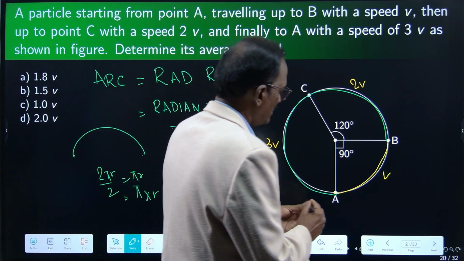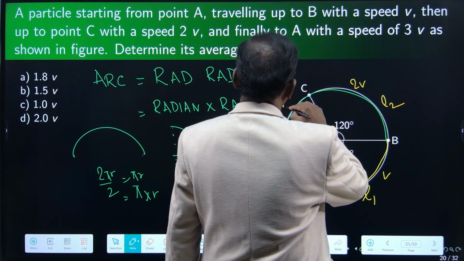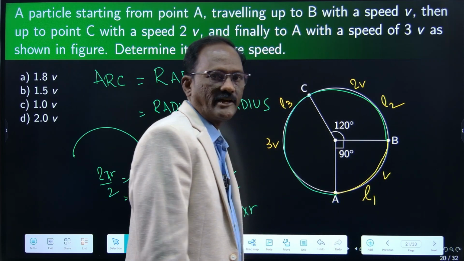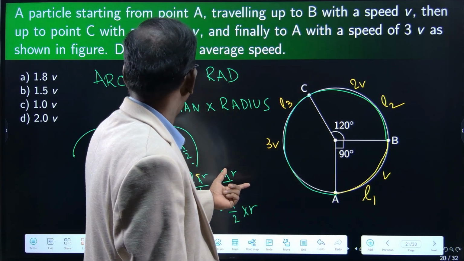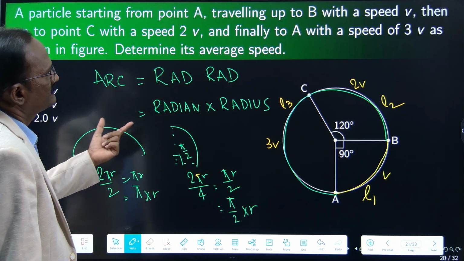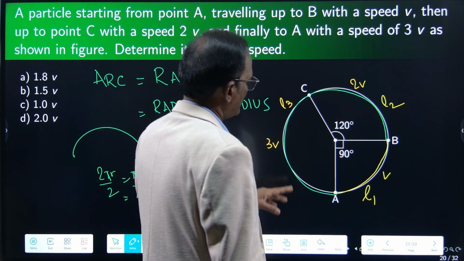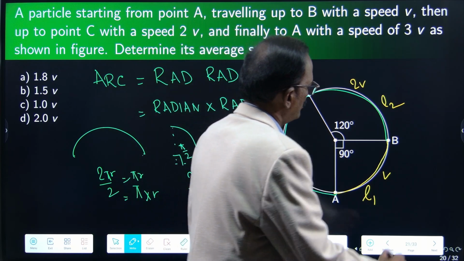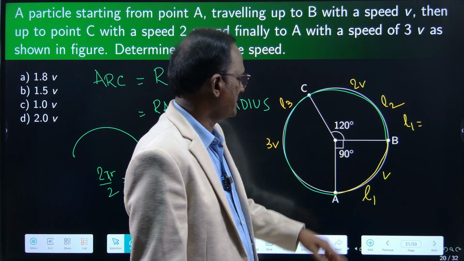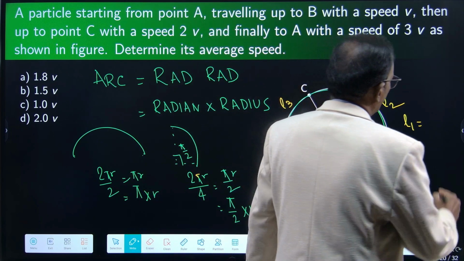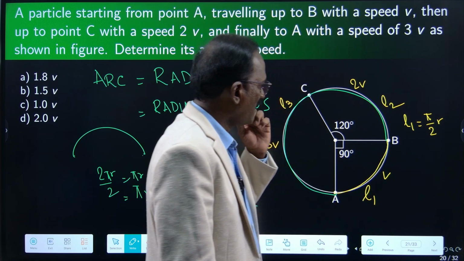So let us say this is L1, this is L2, and this is L3. 3 arcs. Radian into radius. Radius is not given, but let us assume r. L1 is equal to, what is the angle? 90 degree. Radian, you must write in terms of radian. So pi by 2 into r, L1.